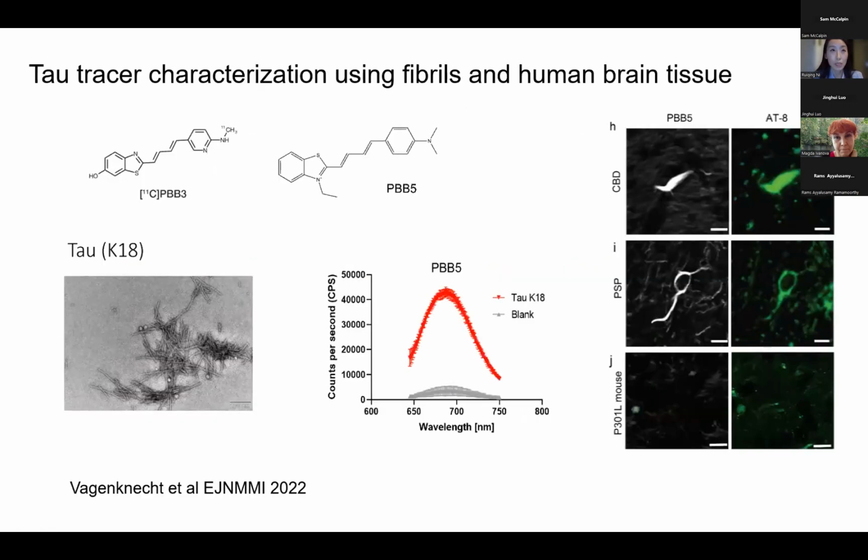So in this project, we used a compound PBB5, which is a derivative of the clinically used PBB3. And we can see that upon binding to tau, it shows higher excitation. The panel to the right shows that it overlays well with the PBB5 stained tau accumulation in both CBD and PSP, which are tauopathy patient brains, as well as in PS19 mouse brain, indicating the probe is quite specific and sensitive.